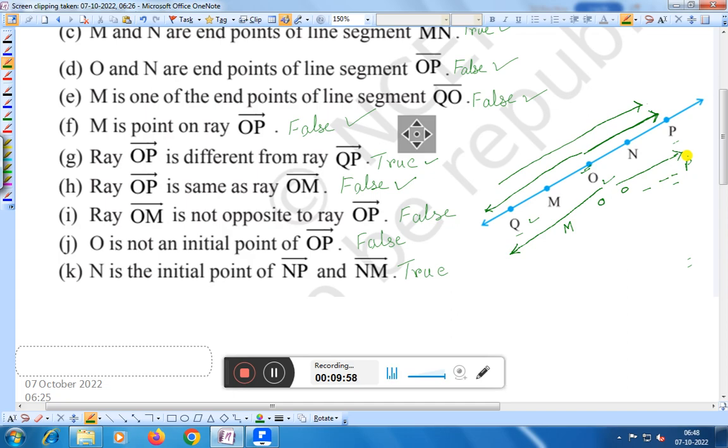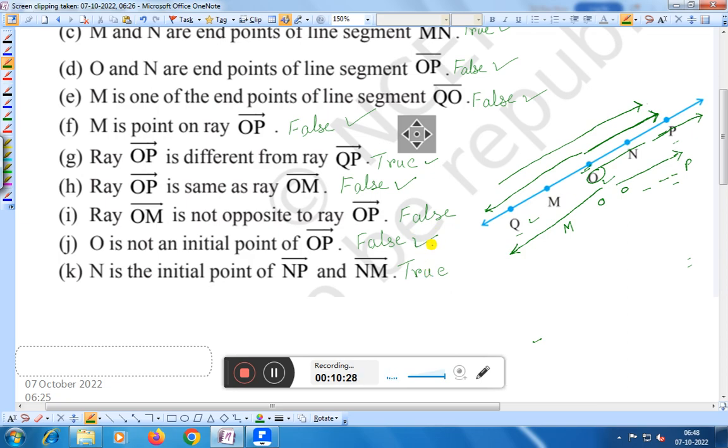Now question number J. O is not an initial point of OP. Where is OP? Here you see this is OP, right? And here you see that O is the initial point. O is the initial point of ray OP. Therefore, O is not an initial point is false. Therefore, the answer is false, right?